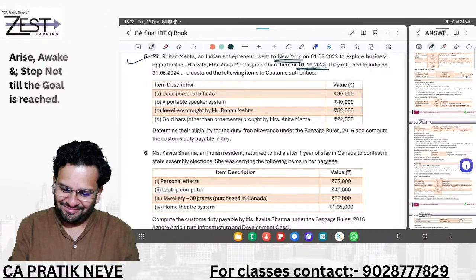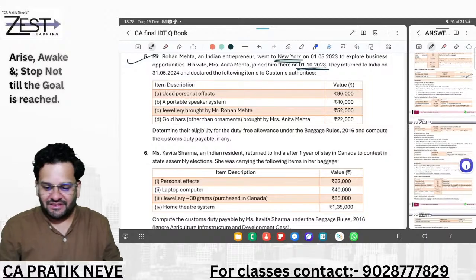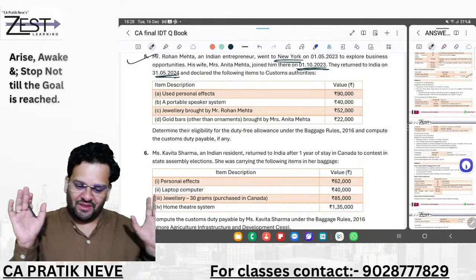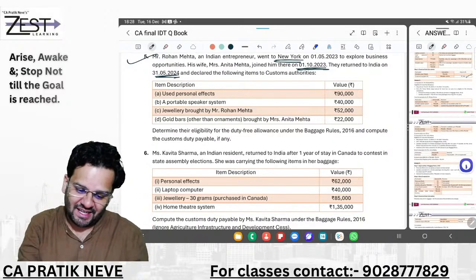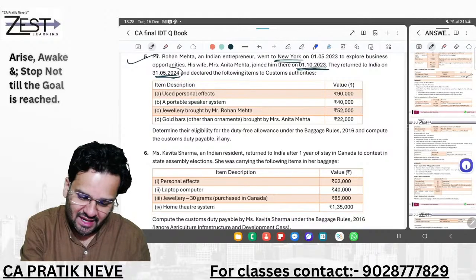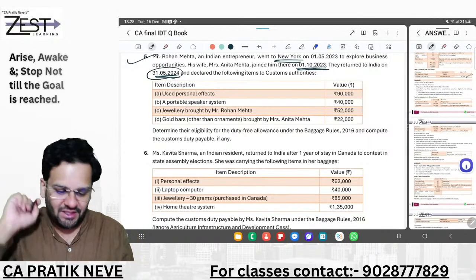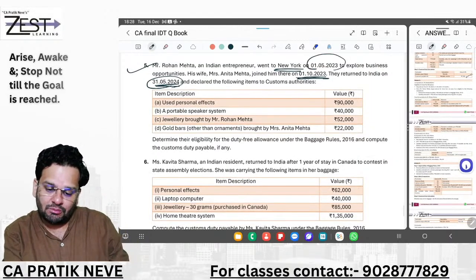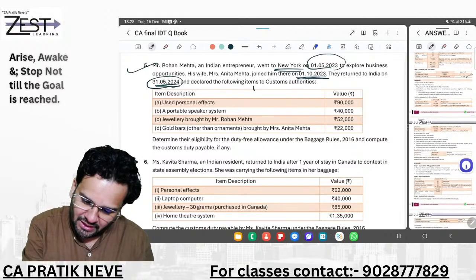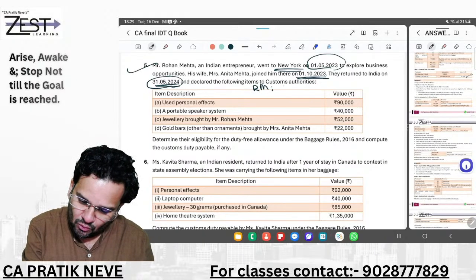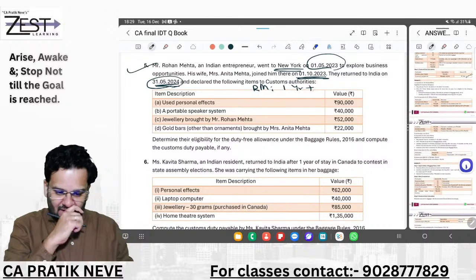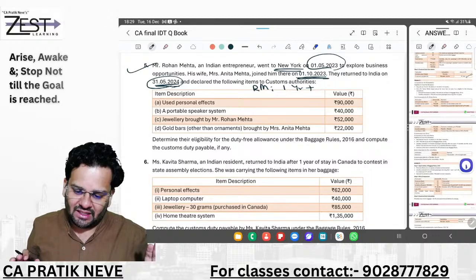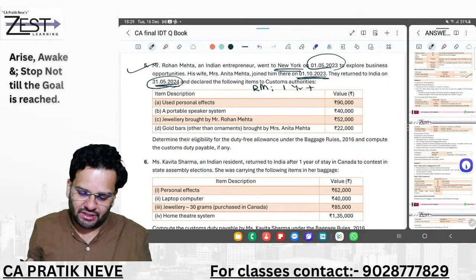Now, they returned to India on 31st May 24. So friends, please understand, Rohan Mehta's stay is exceeding 1 year. Can you see? Rohan Mehta went to New York on 1st May 23. So Rohan Mehta's stay is 1 year plus, and his wife's stay is less than 1 year. And they declared the following items to customs authorities.